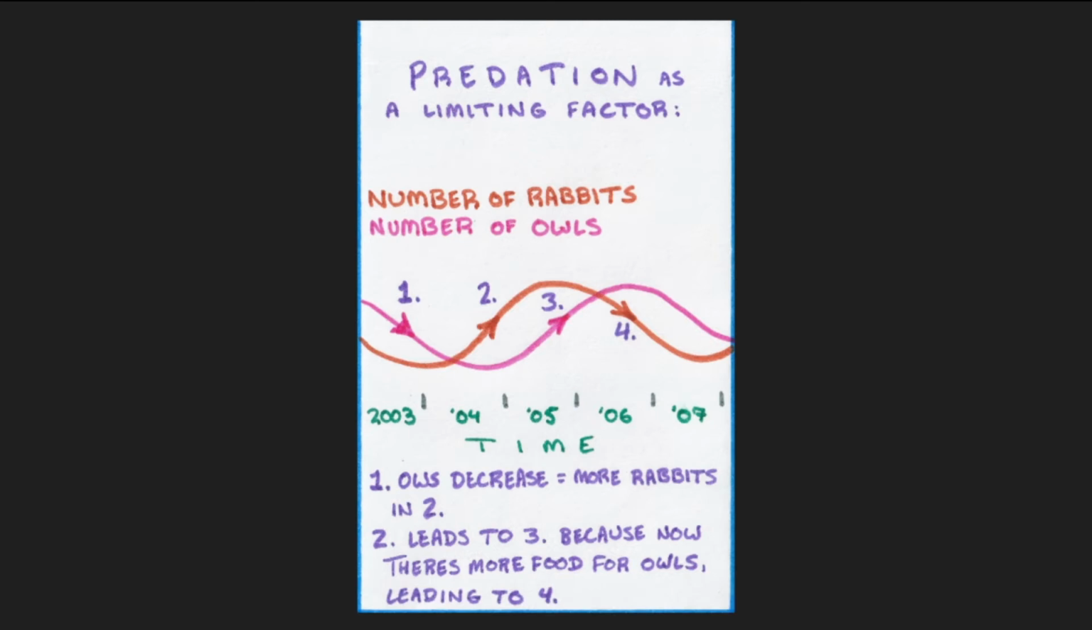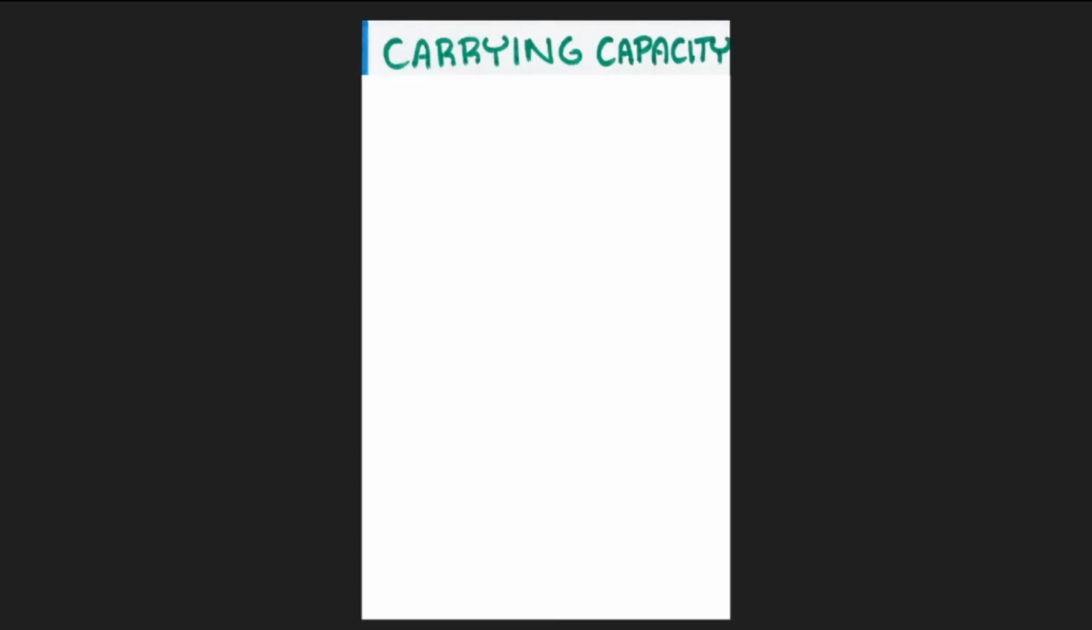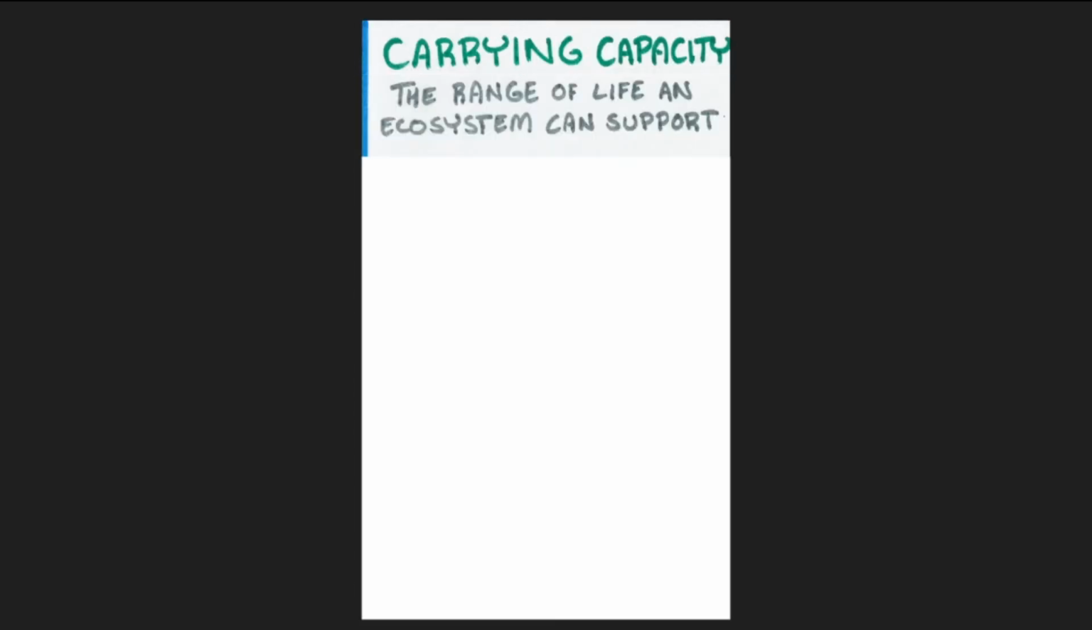Now there's more predators eating more of the rabbits, which means there's not going to be as many rabbits. So the rabbit line of population starts to go down. That's really the central concept of the idea of a carrying capacity. The carrying capacity is just the range of life an ecosystem can support.